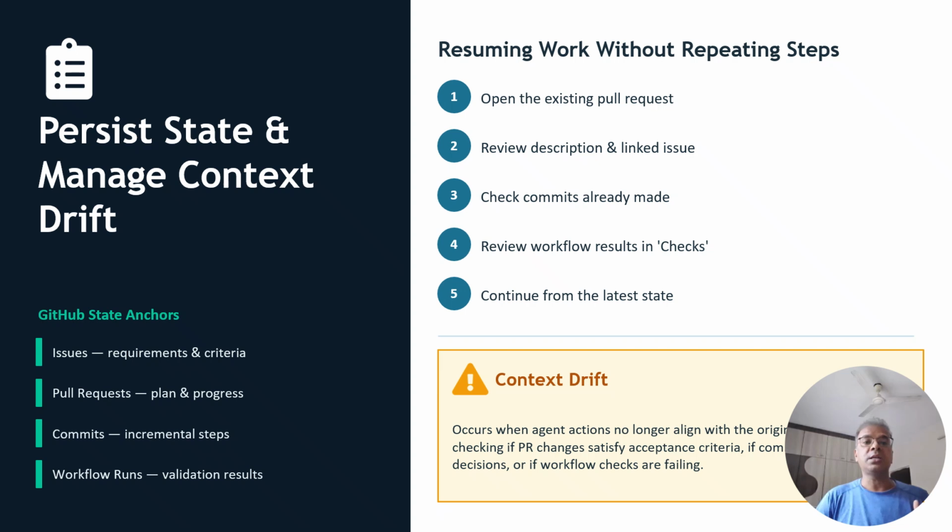Context drift is when agent actions no longer align with the original goal. Signs include PR changes that miss acceptance criteria, commits that contradict decisions, or failing CI checks nobody acted on. If you detect drift, stop the agent, re-anchor to the issue definition, and provide explicit corrective instructions before continuing.